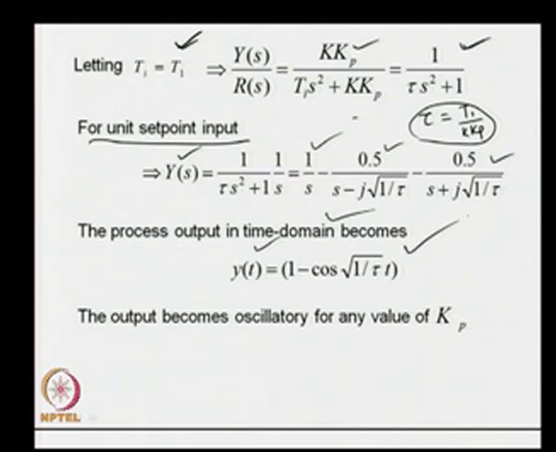This shows that for positive values of K_p, K and T_I, the output becomes oscillatory for any value of K_p. So, although the desired output is a unit step function, the actual output from the system is oscillatory.